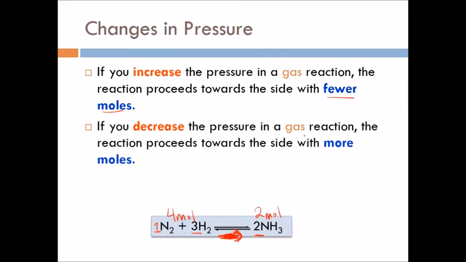If you decrease the pressure of a gas, the reaction is going to proceed to the side with more moles. So in that particular case, decreasing pressure, it would go to the left, and we would make more of our reactants over here to increase that pressure back to its equilibrium pressure that it once was to reestablish equilibrium.